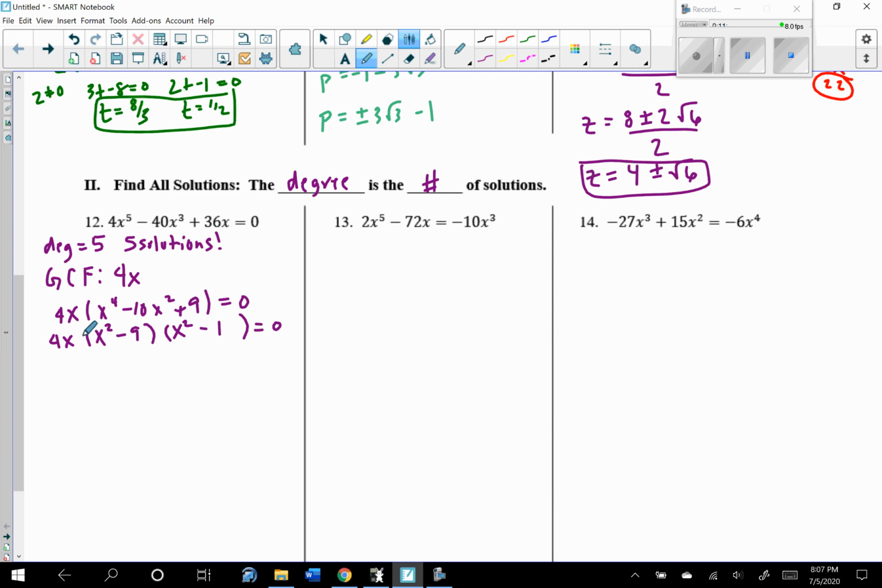And of course, if you look here, this is a binomial with 2 terms, and you can take the square root of each of them. So this is the difference of 2 squares. That factors further. So 4x times this becomes x plus 3 times x minus 3. Same thing here, you can take the square root of both these terms. So again, the difference of 2 squares. So x minus 1 times, or I'll do plus 1 and x minus 1. It doesn't matter what order you write it in.